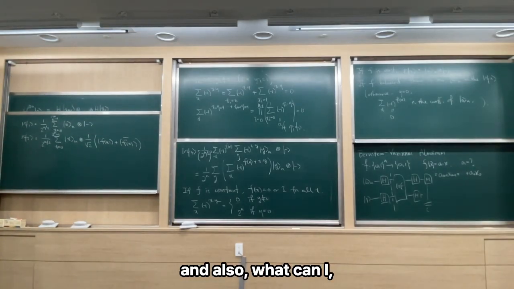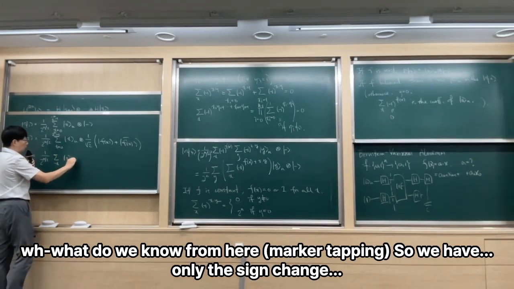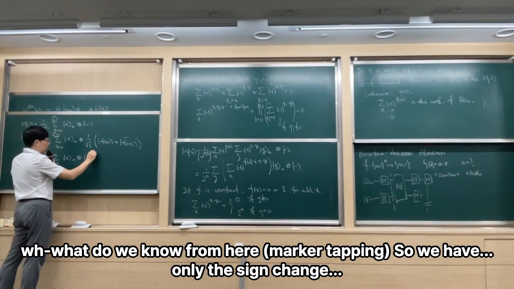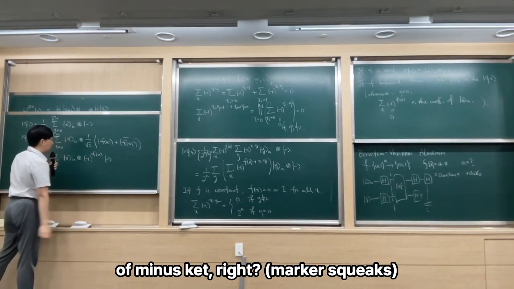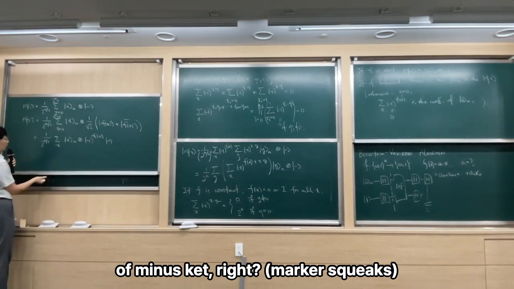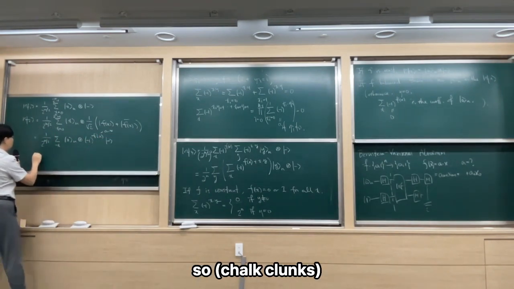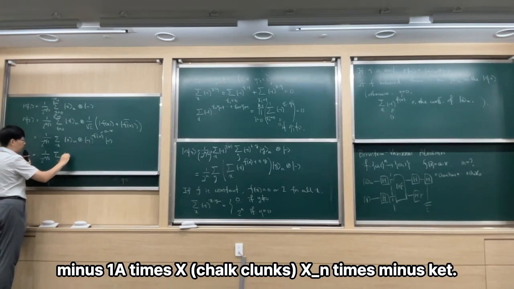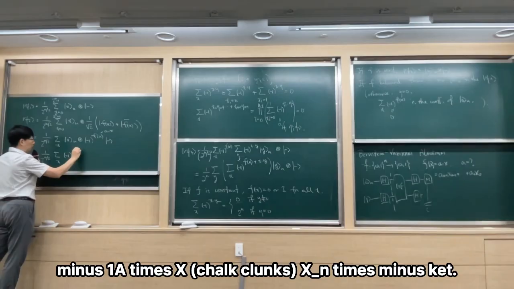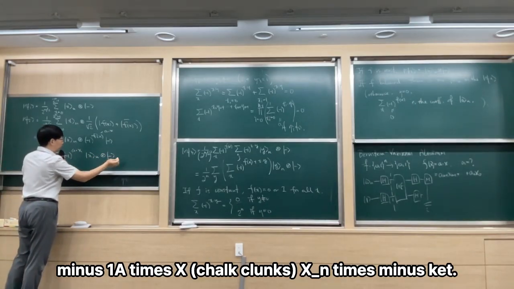And also, what do we know from here? We have only the sign change of minus ket, right? And we know that f(x) is a times x, so this is 1 over 2 to the n over 2, sum of minus 1 to the a times x, x ket, times minus ket.